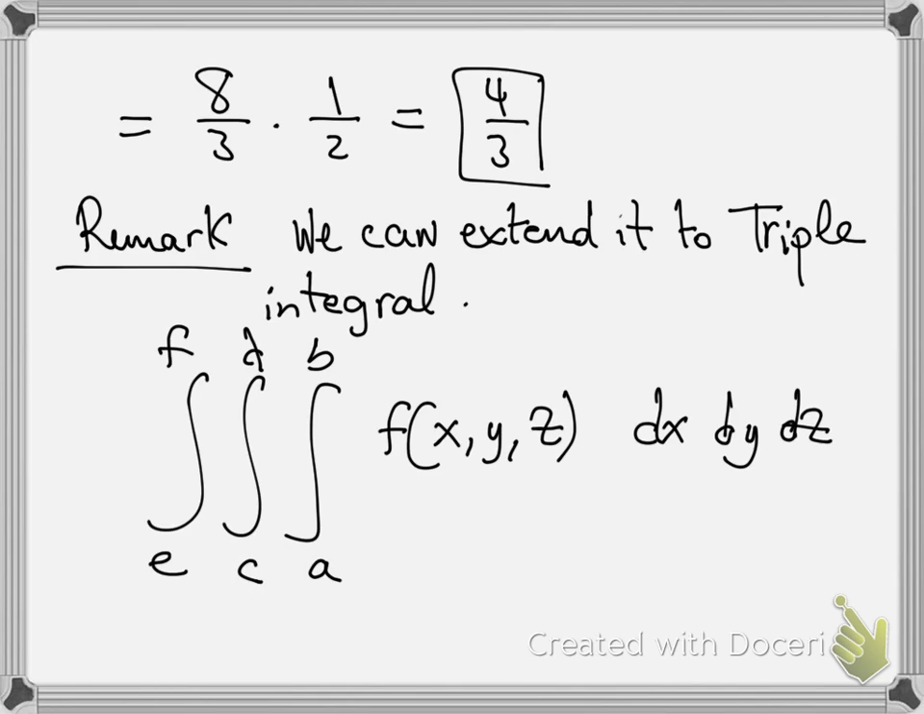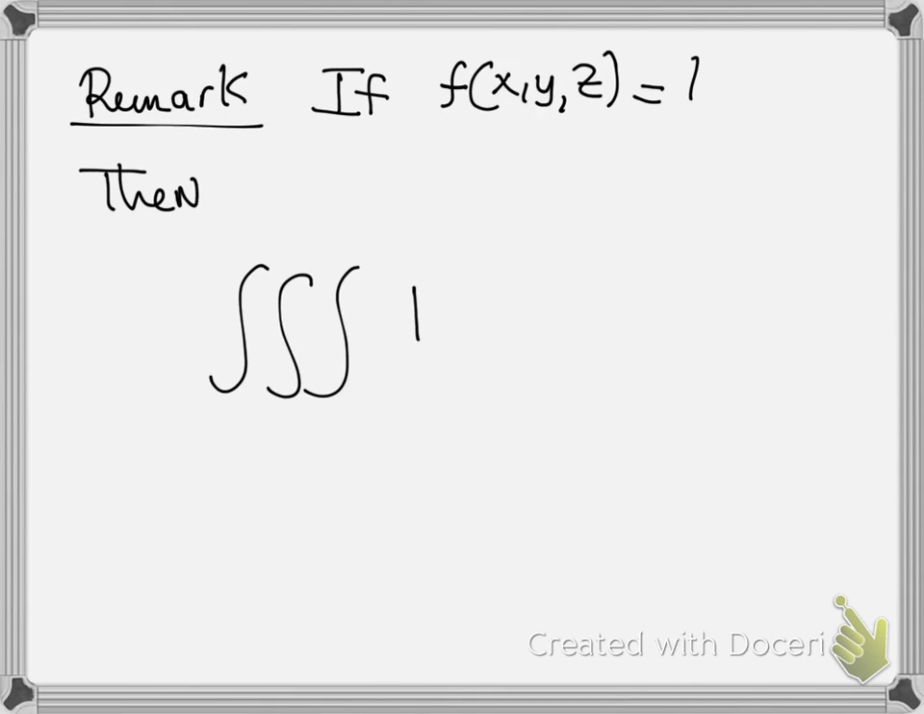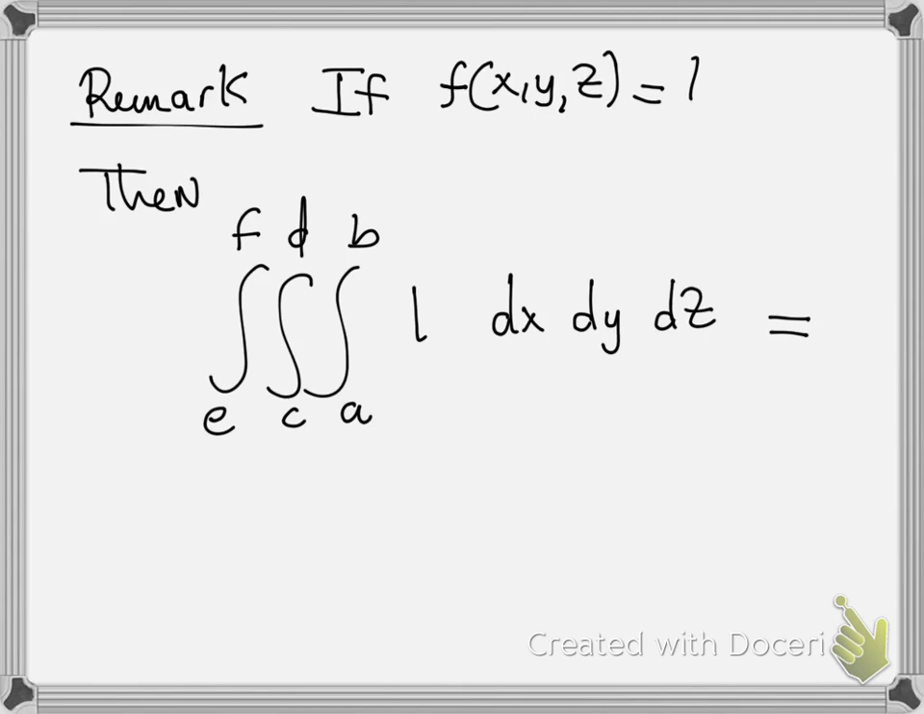So let me just say one word here, guys. It's an important remark. If f of x, y, z is equal to 1, then this triple integral of 1 dx dy dz, with x between a and b, y between c and d, z between e and f, is actually equal to the volume. This is the interpretation of a triple integral.